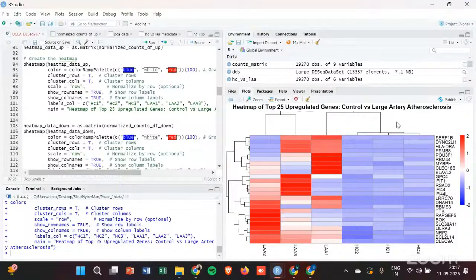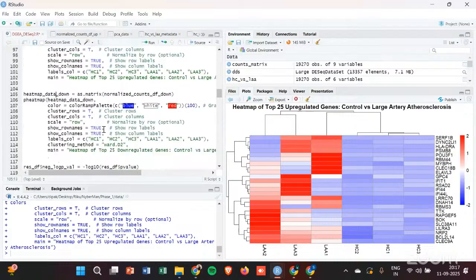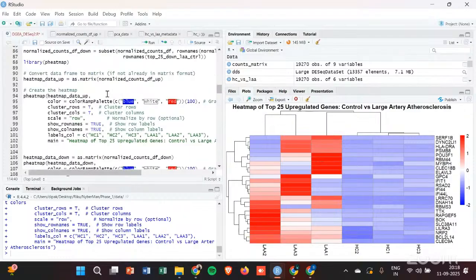Similarly, if we were to plot it now for the down regulated genes, we can go ahead and plot it here. The only thing I want to show you is that I have added a new parameter called clustering method. In hierarchical clustering, it uses something called linkage, and that is what the clustering method is. The default type of linkage is complete linkage.